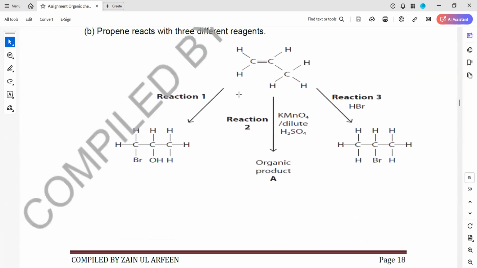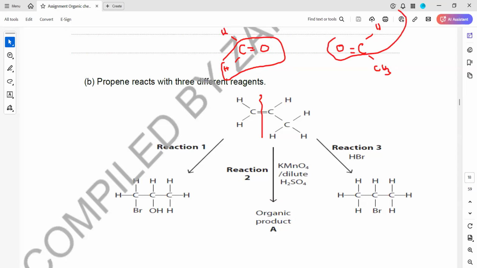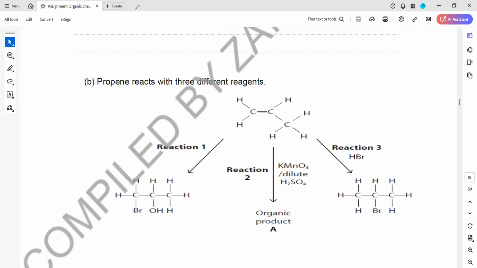If it was concentrated, then the double bond will break from here and the oxygen will be attached. So this will form methanal, it will be an aldehyde. And what about this one? This will be C double bonded with O and then CH3. So this is also an aldehyde. So what is this aldehyde? It is ethanal. So it will be a product of methanal and ethanal. Both aldehydes will be produced, if it was hot concentrated KMnO4.